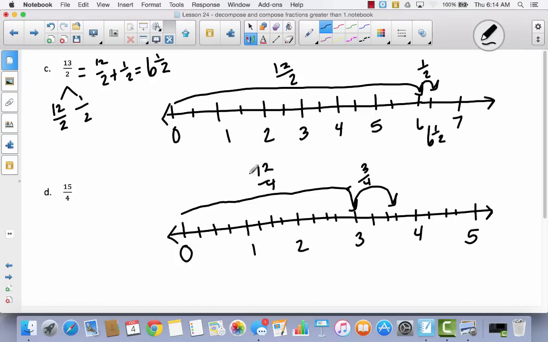So these two numbers would be my number bond. I would have 12 fourths and 3 fourths. So 12 fourths is the same thing as 3 wholes. So I would have 12 fourths plus 3 fourths, which equals 3 and 3 fourths, which is what I would label this. 3 and 3 fourths. So it's kind of like counting by fours. So 4 fourths, 8 fourths, 12 fourths, which is the same thing as 3.